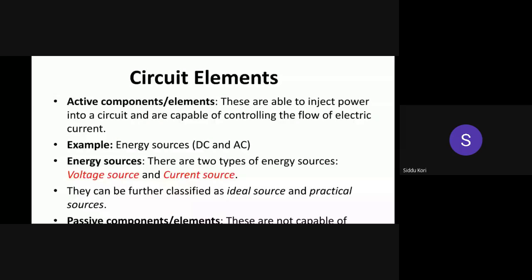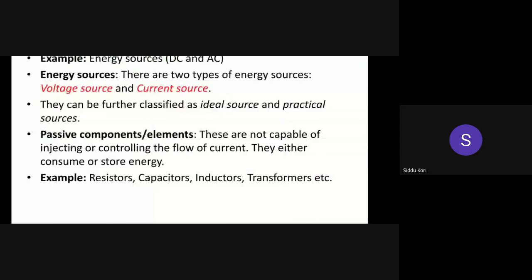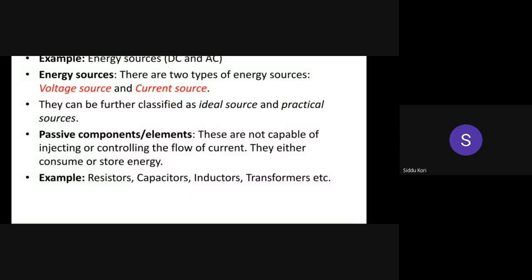Now coming to the passive components, passive elements. Passive components are not capable of supplying power, means they do not give power. They absorb power, or they consume it or store it. The battery is giving out power, it is the source, right? And something must be there to absorb it. That is our passive components. They are not capable of injecting or controlling the flow of current. They either consume it or store the electrical energy.